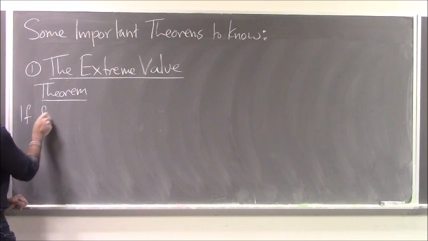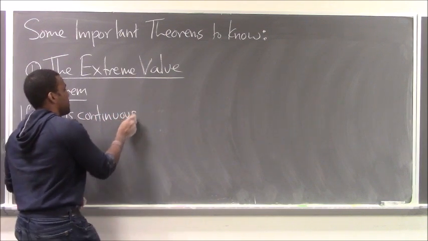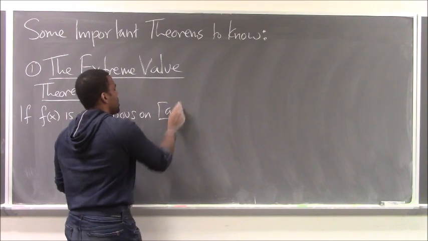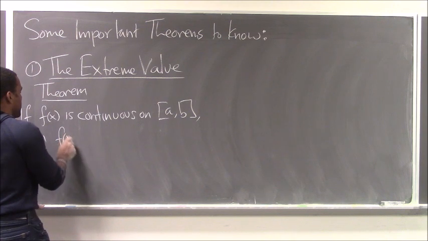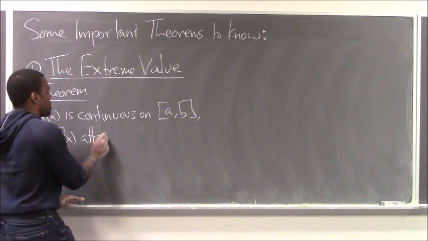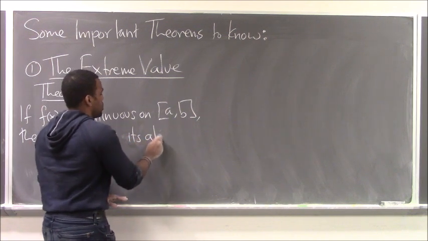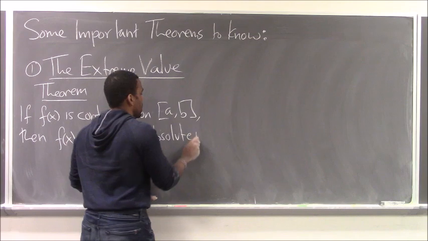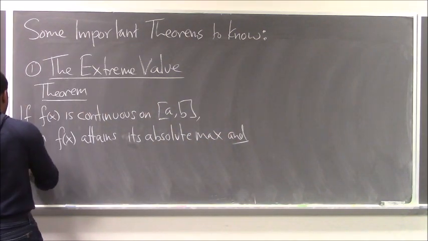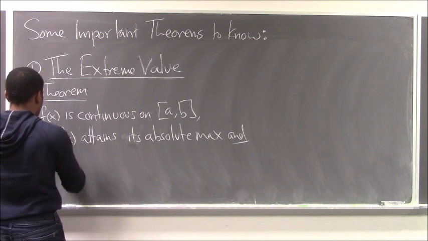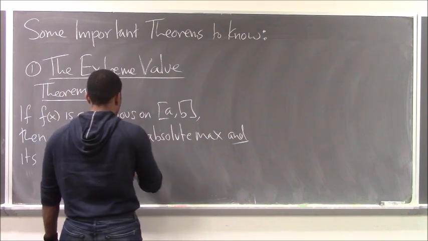If f of x is continuous on [a, b], then f of x attains its absolute max and its absolute min on [a, b].